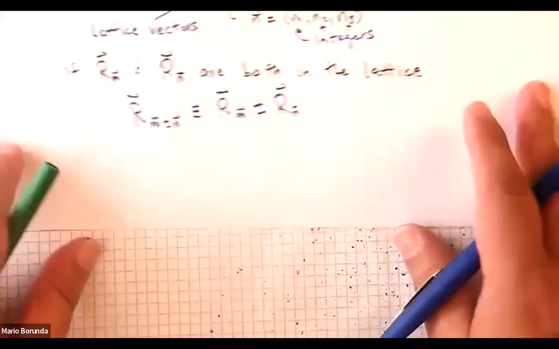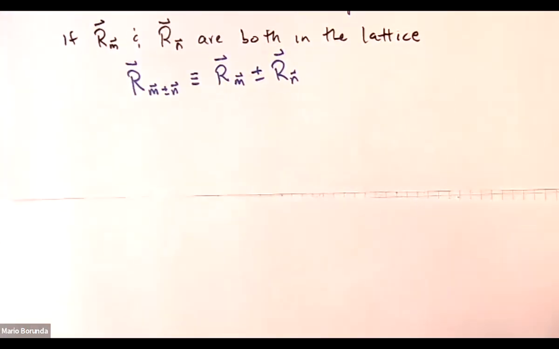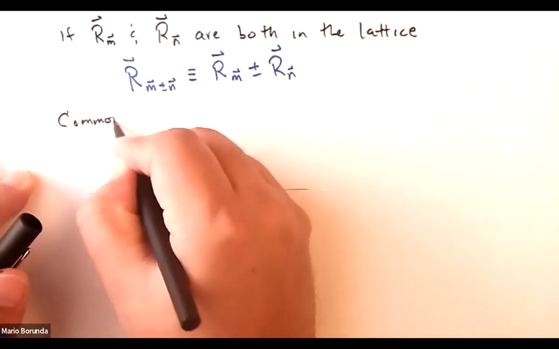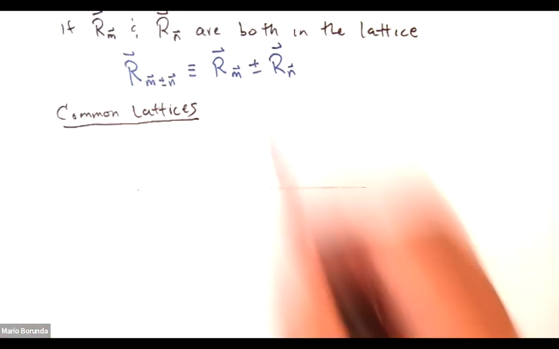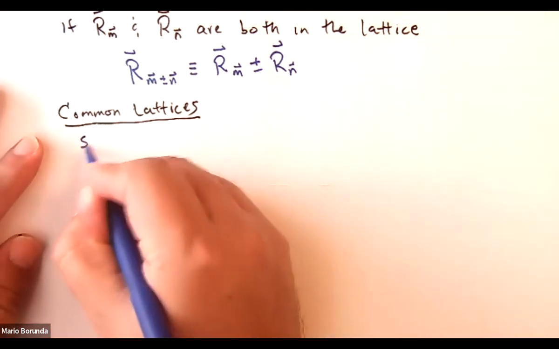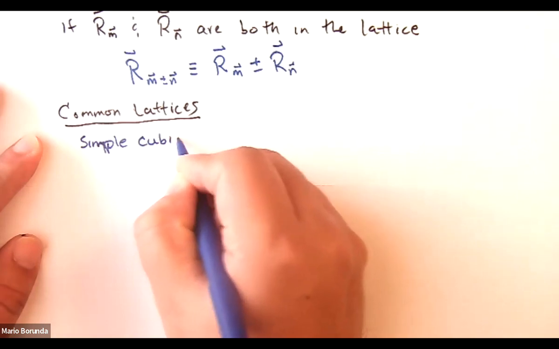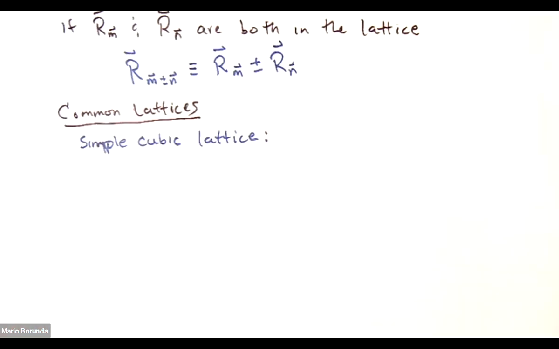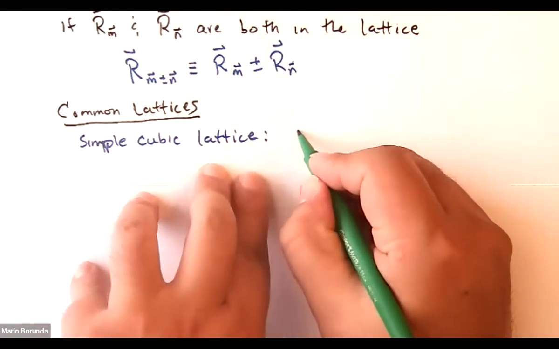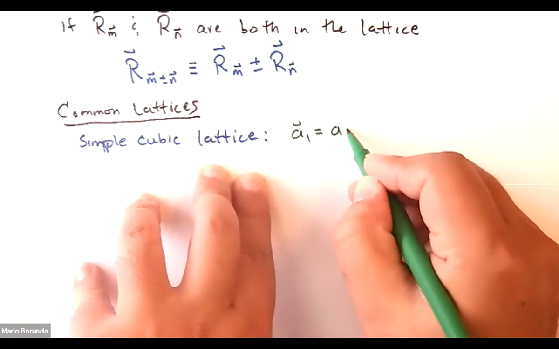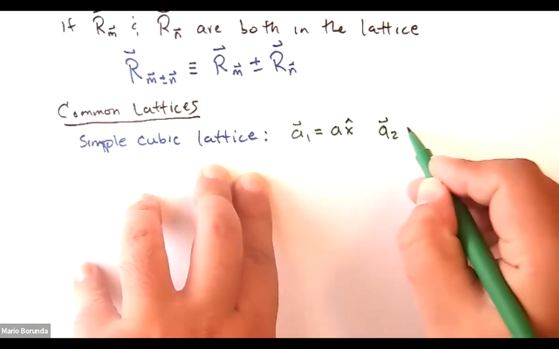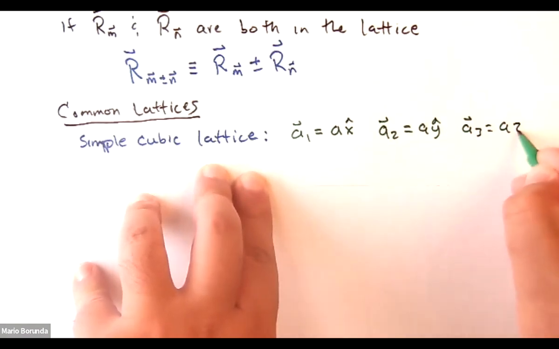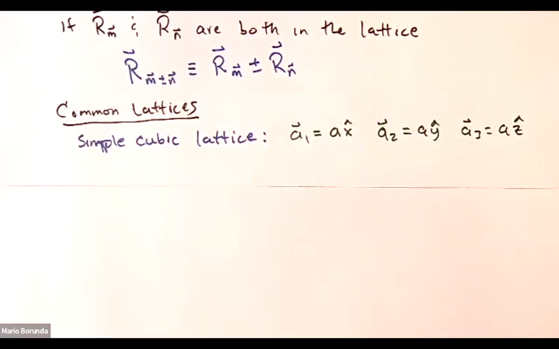All right, so this is how we describe the lattice. We also have some simple lattices that we talked about, the most famous lattice. In 3D, we have the simple cubic. And if we say the simple cubic lattice, we can describe it with the primitive vectors: the first being a times x hat, whatever length a is. Second vector is a times y hat. And the third vector is a times z hat. So that's the simplest, the cubic lattice, right? Simple cubic lattice.